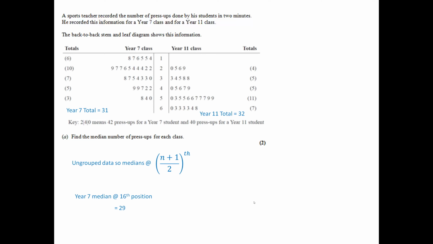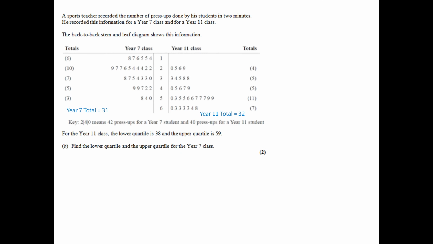Same procedure for Year 11, except when I do 32 plus 1 over 2, it's 16 and a half, so I have to consider both the 16th and the 17th pieces of data. 4 and 5 is 9, plus 5 is 14. So the 15th piece of data is 50, the 16th is 53, and the 17th is 55. My median is then midway between 53 and 55. My median is 54.